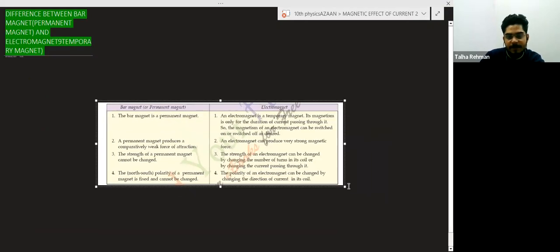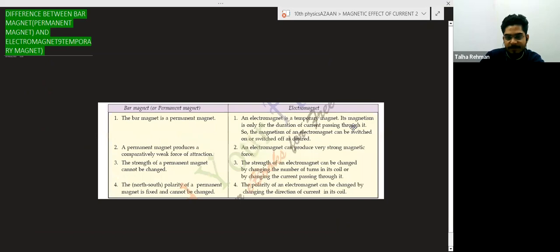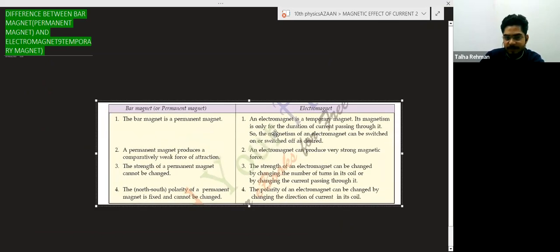So a bar magnet is a permanent magnet, and an electromagnet is a temporary magnet. Its magnetism is only for the duration of the current passing through it. So the magnetism of an electromagnet can be switched on or switched off as desired. A permanent magnet produces a comparatively weak force of attraction. Means you can say the magnetic field due to a permanent magnet or a bar magnet is weak as compared to the electromagnet. So an electromagnet can produce a very strong magnetic force.